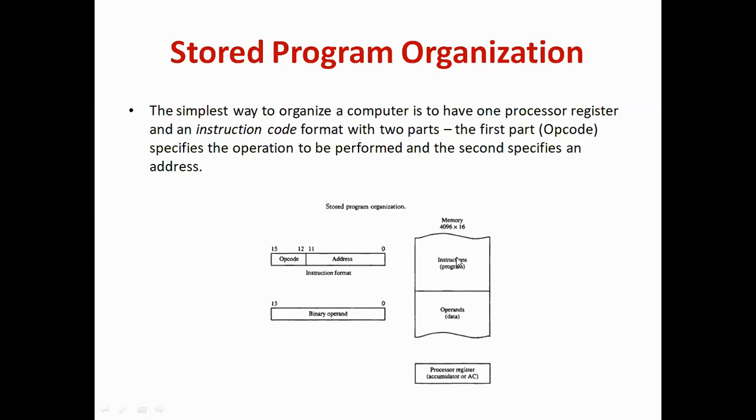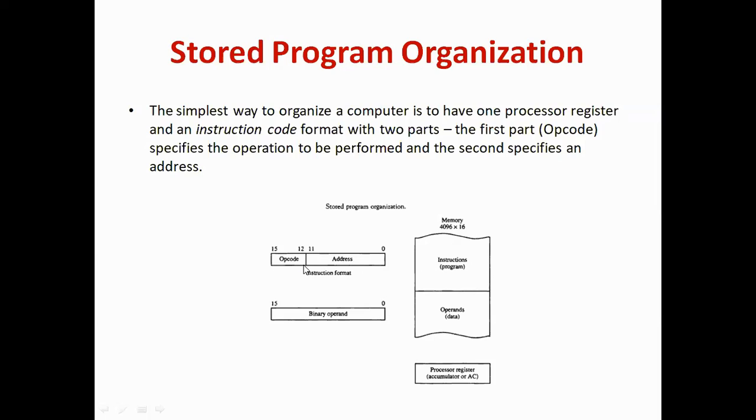Let us say, for example, that the memory is of size 4096 into 16. It means one word of memory is 16 bits, and the total number of words in this memory is 4096. And there will be an instruction format. So the instruction here, of 16 bits, will have a format: there will be an opcode and there will be an address.